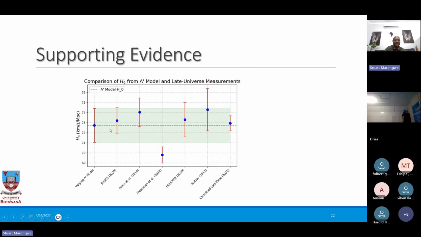And these are the values. This value here is what is measured using the lambda. I call it the lambda prime model, the one that includes the Ricci soliton. And these are the measurements in the late universe of the Hubble constant. And you will see that even the centers are in line with theory prediction, which means the lambda prime model really solves the Hubble tension, the S8 tension, and the impossible galaxies problem. It fits within observations.